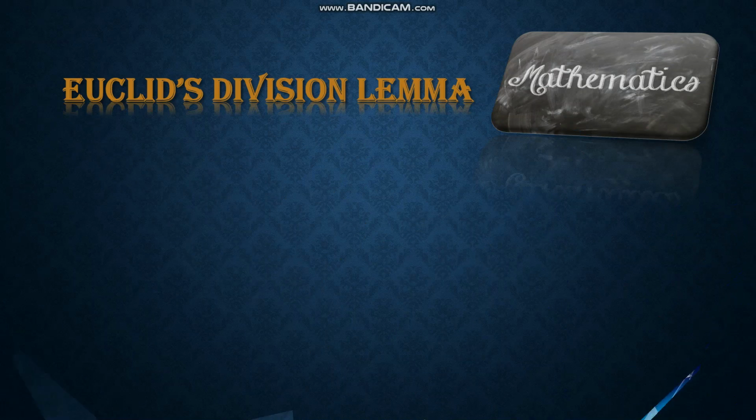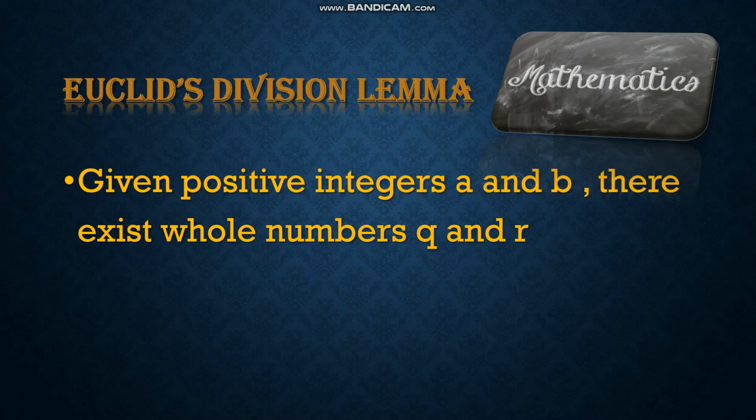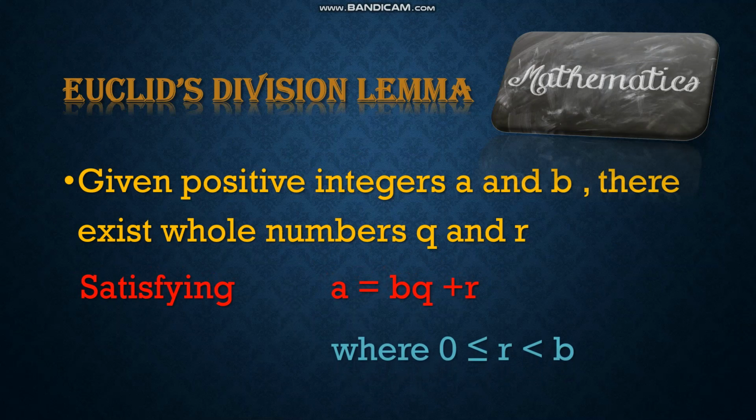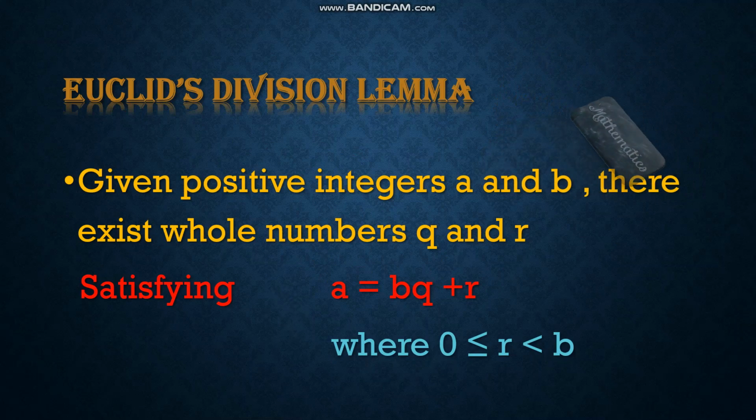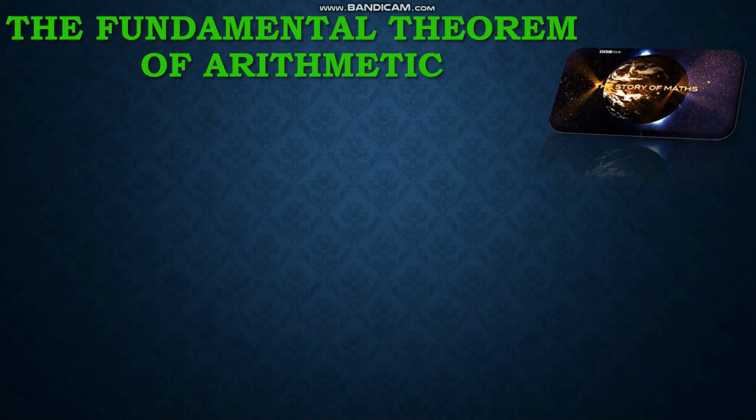Euclid's division lemma. It says that for the given positive integers a and b, there exist whole numbers q and r, satisfying a equals bq plus r, where r is greater than or equal to 0 and smaller than b. Now let's come to the fundamental theorem of arithmetic.